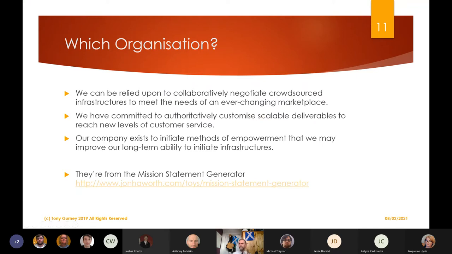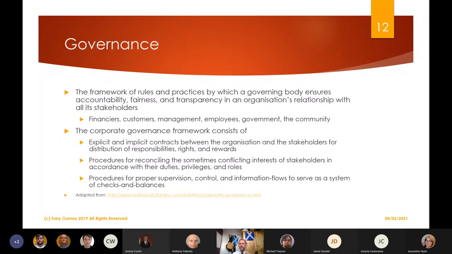Okay, so governance is about setting the tone for your organization. It's getting everyone to understand internally and externally what it's about, and that can be tough. So having a mission statement is helpful, but only if it actually corresponds to what it is you're wanting to do. More importantly, governance is about the framework of how you're going to run the organization.